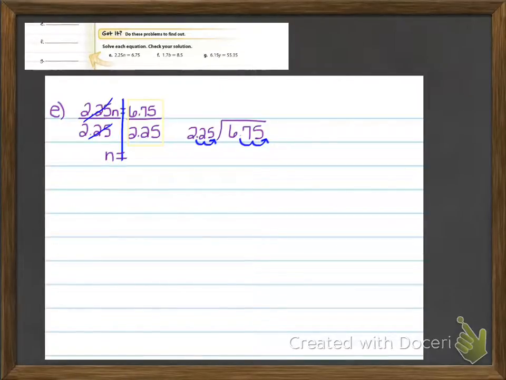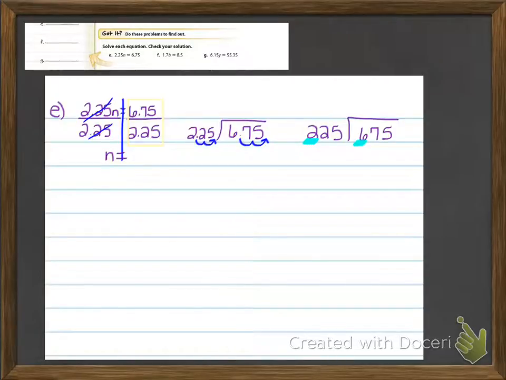So what we have to do next is, of course, recopy our problem. So I'm going to just do it right next to it again. So I've got 675 divided by 225. So what I'm going to do, I said this before, is look at only my front numbers.